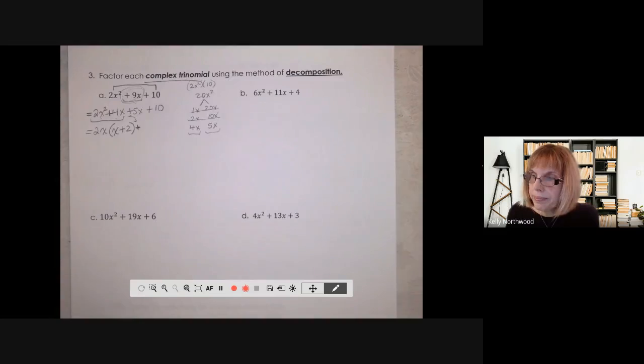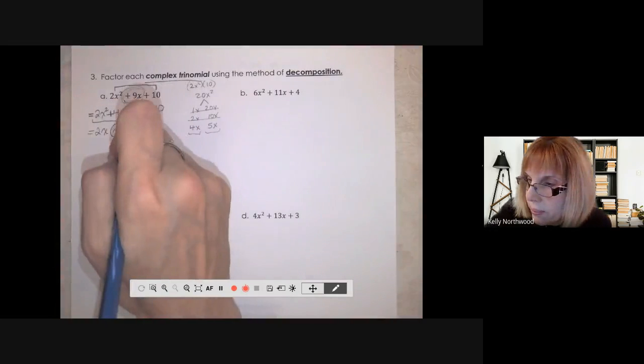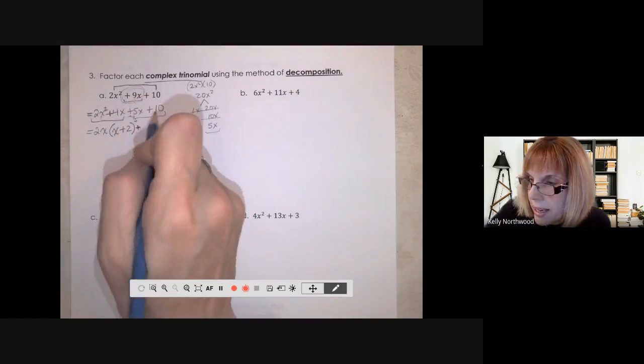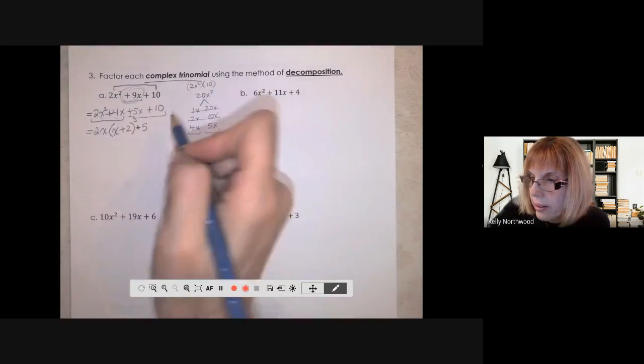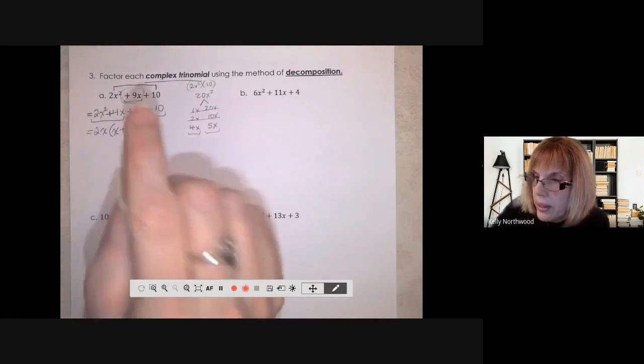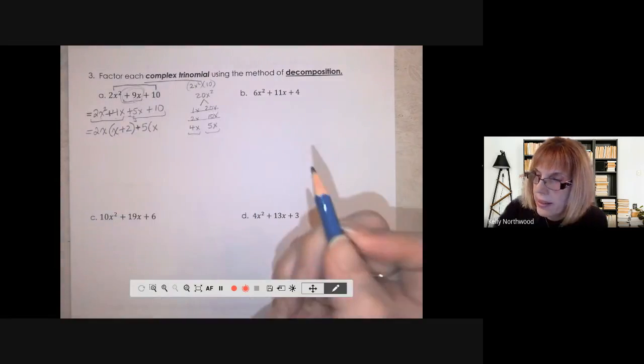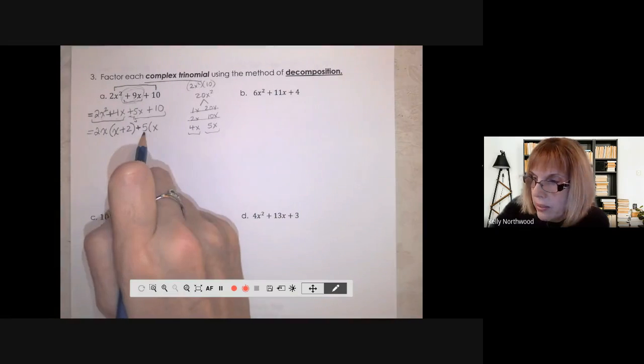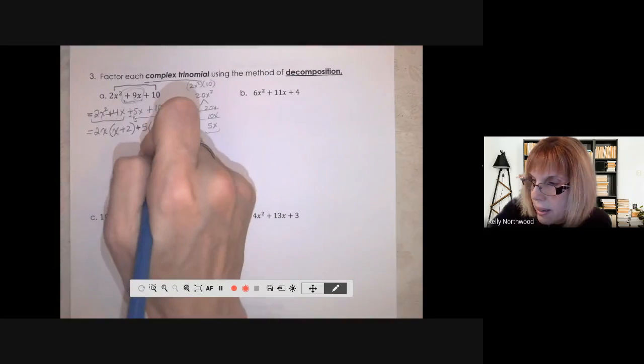What's in common with the second 2? 5x and 10, 5. So then I'm thinking, what do I multiply positive 5 by to get positive 5x? X. And what do I multiply positive 5 by to get positive 10? Positive 2.